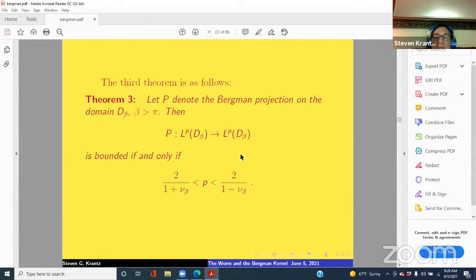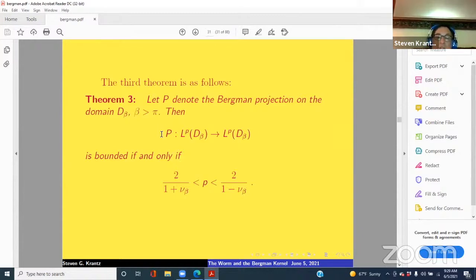So now we're going to have some theorems that you can state in just a few words. And these theorems are really the point. Let P denote the Bergman projection on the domain D_β. Then P maps L^p of D_β to L^p of D_β only for this range of p: p is greater than 2 divided by 1 plus ν_β, and less than 2 divided by 1 minus ν_β. And this is kind of a remarkable result because, after all, P is a canonical kernel.